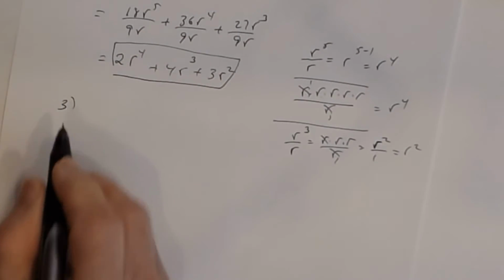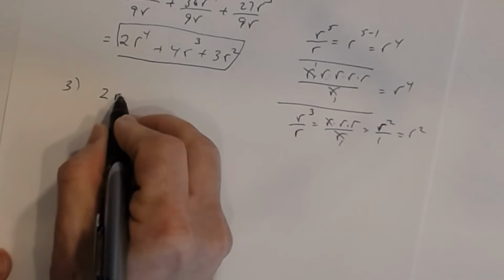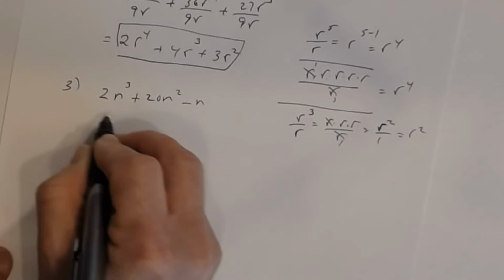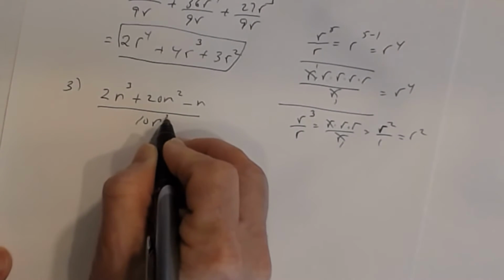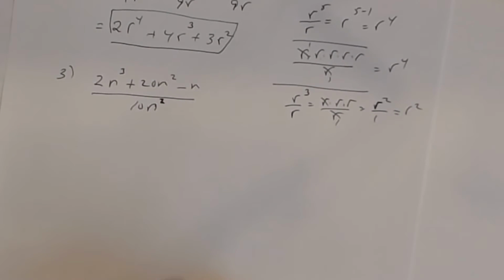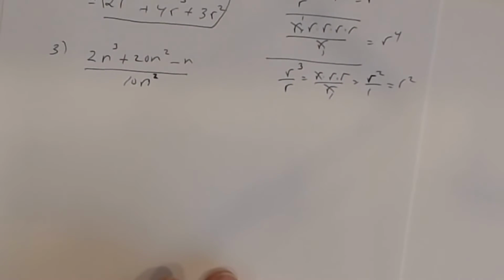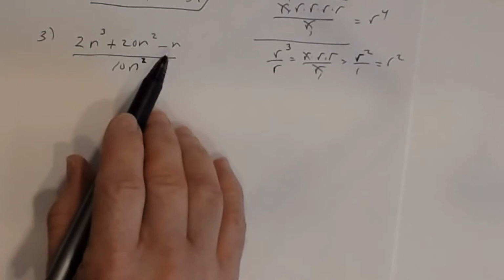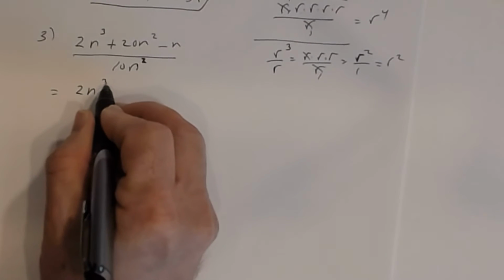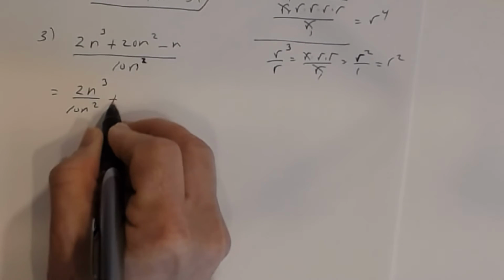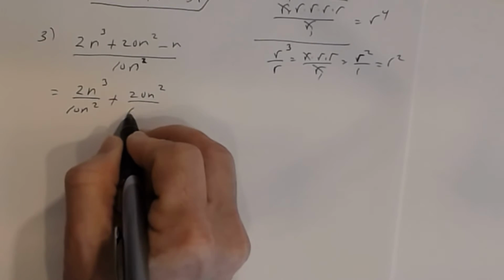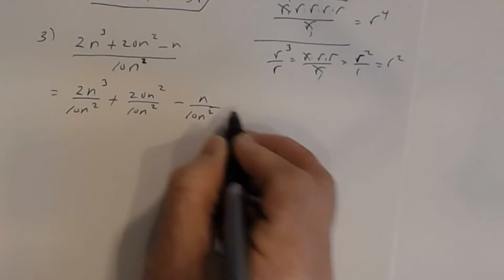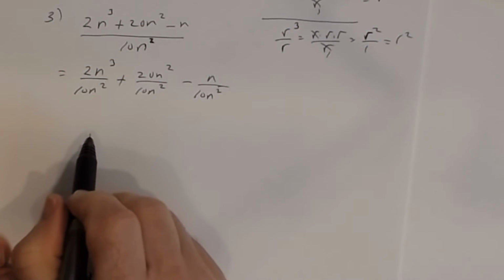All right, number 3, we have (2n cubed plus 20n squared minus n) divided by 10n squared. That's an n squared right here. Okay, again, go through the process. So you have a polynomial divided by a monomial, so write them as separate fractions. So that's going to equal 2n cubed divided by 10n squared plus 20n squared divided by 10n squared minus n divided by 10n squared.